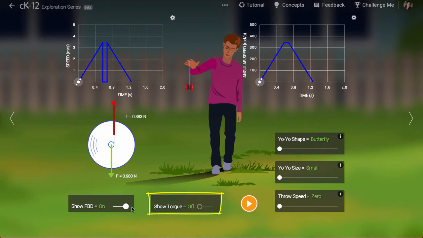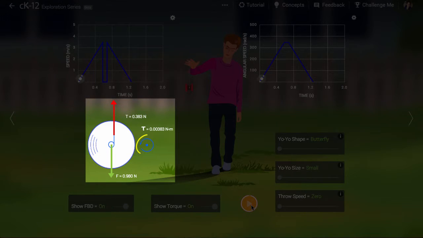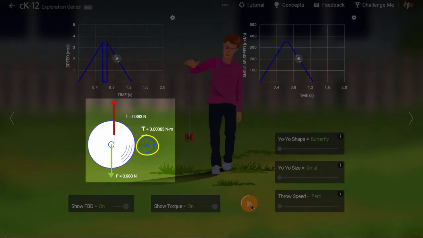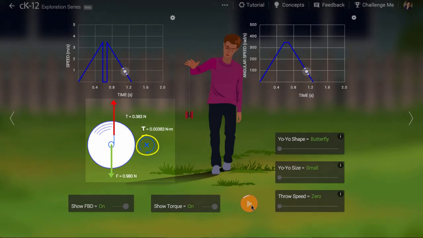Let's show the torque and watch a full cycle of the yo-yo. First, we see the torque pointing out of the page, represented by a circled dot. Then we see the torque pointing into the page, represented by a circled X.